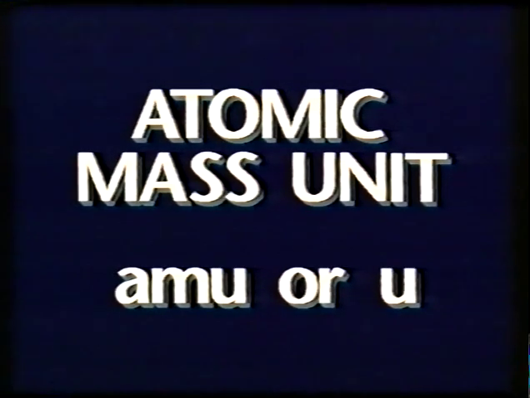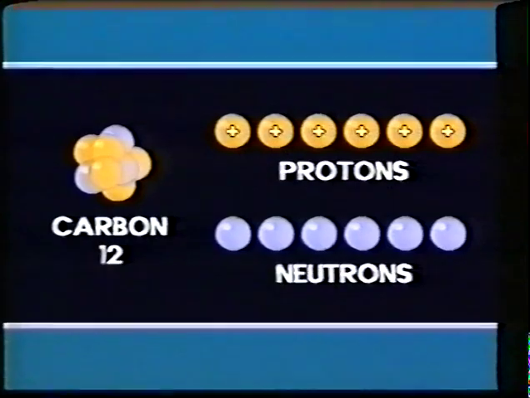Let's look at the atomic mass unit, or AMU. The atomic mass unit is the average mass of a nucleon in carbon-12. Nucleons vary in different nuclei depending on how much mass is lost as binding energy.